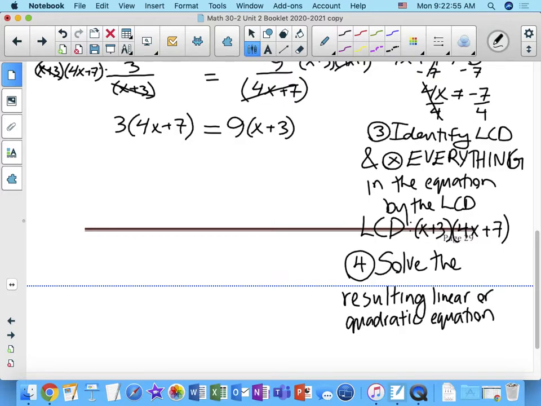Okay, so here what we need to do is expand. So we're going to go 3 times 4x and 3 times 7, so that's going to give us 12x plus 21 equals, and then 9 times x is 9x plus 9 times 3 is 27.